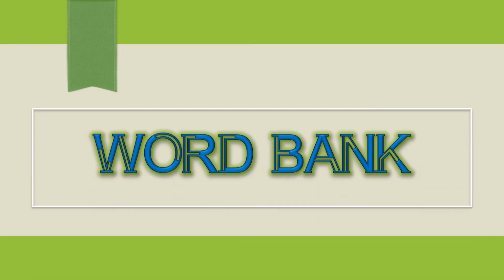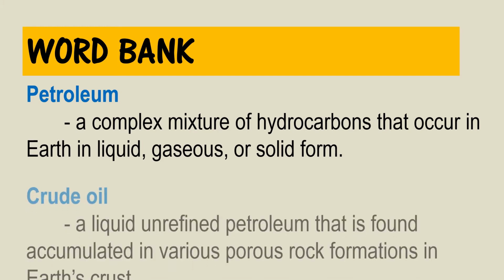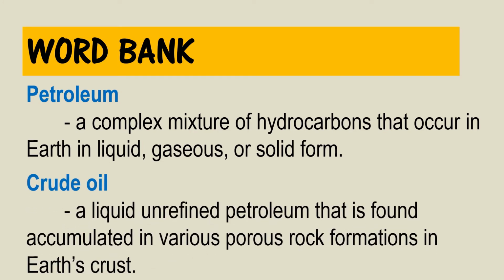For the word bank: Petroleum is a complex mixture of hydrocarbons that occur on Earth in liquid, gaseous, or solid form. Crude oil is a liquid unrefined petroleum that is found accumulated in various porous rock formations in Earth's crust.